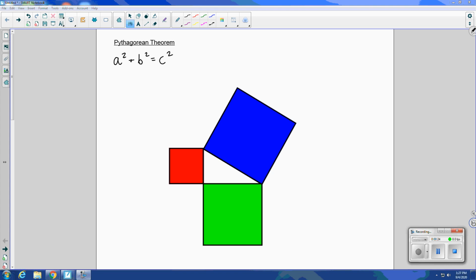A and B represent the legs of the right triangle. These are the two sides that run perpendicular to each other, and this upside down capital T is a symbol for perpendicular. The C represents the hypotenuse, which is the longest side, and it's opposite the right angle.